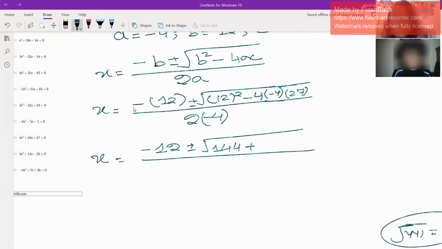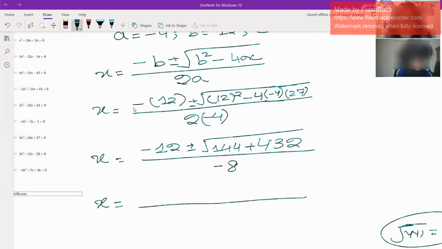Is it 432? Yes, it's 432 divided by minus 8. X equals minus 12 plus minus, what is 144 plus 432? 576. Yes. 144 plus 432 is 576, divided by minus 8.